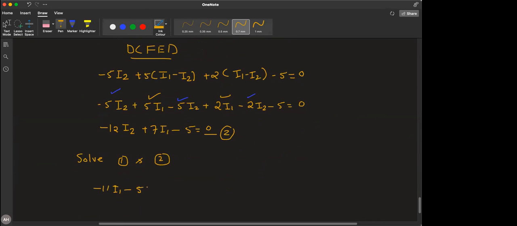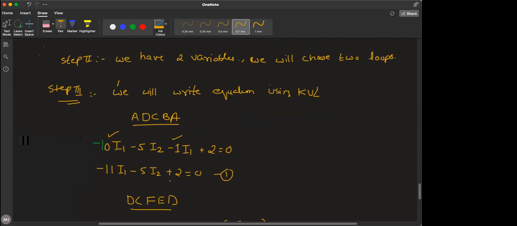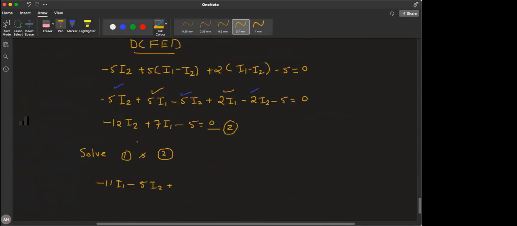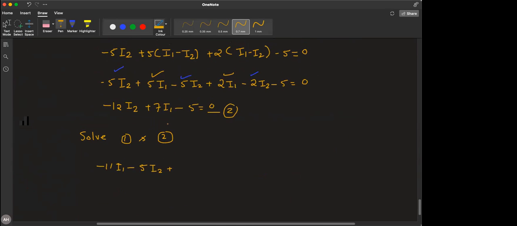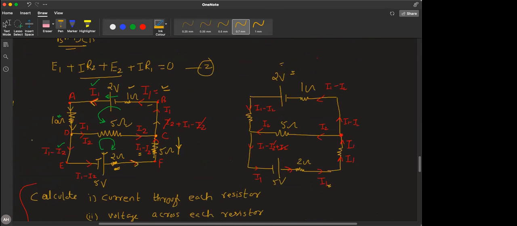Sir, you won't count ED here? In the diagram, from E to D we will move, but there is no cell and no resistor, so there won't be any voltage. For voltage, we need something. From E to D, you have a straight wire. The resistance of the wire is 0, so even if you multiply it with I, you will get 0.